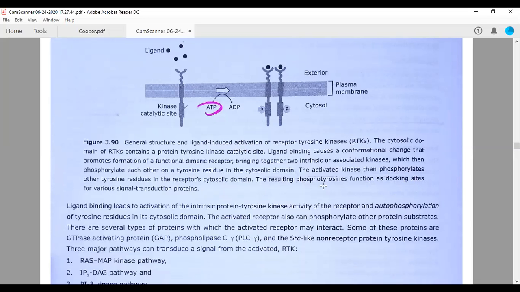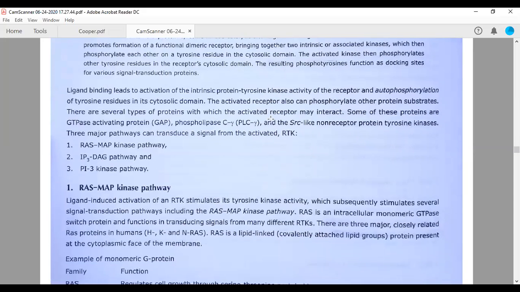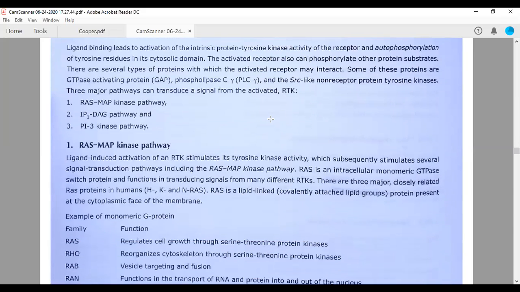So the resulting phosphotyrosine functions as a docking site where signal transduction proteins will interact with other proteins having either an SH2 or PTB domain so that they can transduce the signal within the cell. Now the question is, what are the ways by which these are able to transmit the signal inside the cell?